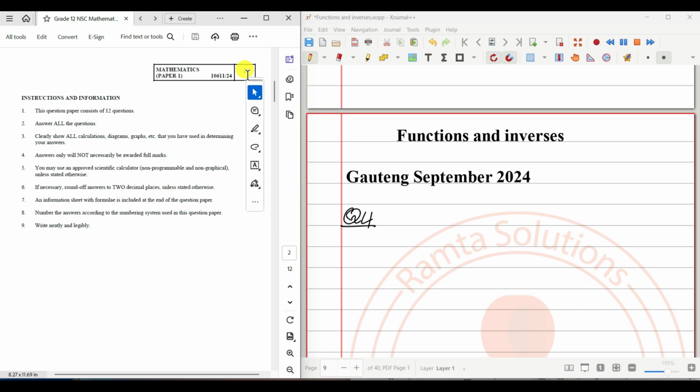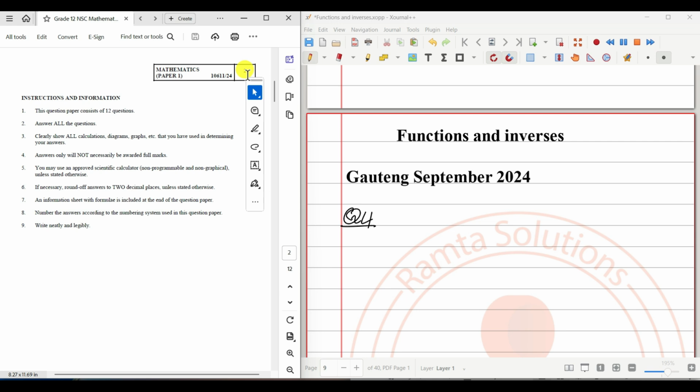Instruction number 6, if necessary, round off answers to 2 decimal places unless stated otherwise. What we like saying for this is that nobody likes writing 10 decimal places. So if you happen to come across such in the middle of your calculations, round off that answer to maybe 4 or 5 decimal places. And then the final answer of that question must be rounded off to 2 decimal places.